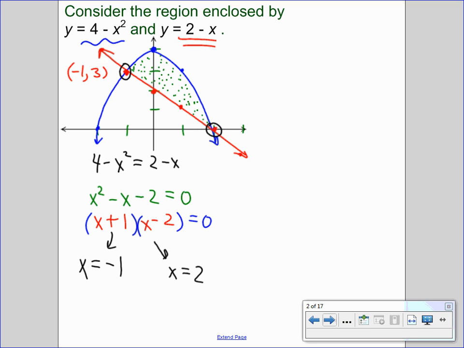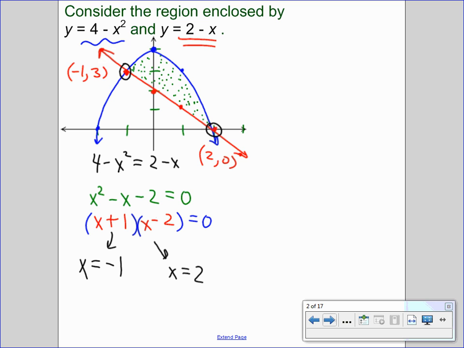And 2 minus -1 is 2 plus 1, which is 3. We already got that. 2 minus 2 is 0, so we'll label this as (2, 0). Okay, so we already got the x values. Now I want to know, raise your hand if you got these points as the points of intersection.